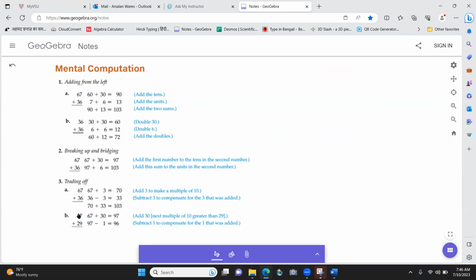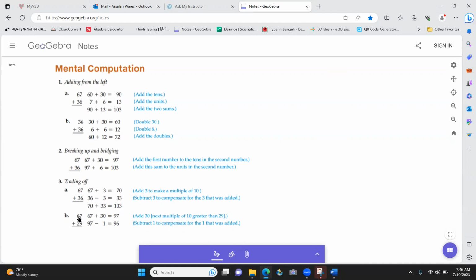Let's do the trading up. This is a good one, and I use it a lot, actually. So we like numbers with zeros, right? They're easy. So 67 plus 36, 67 plus 3 is 70. Now your 36 becomes 33. 70 plus 33 is 103.